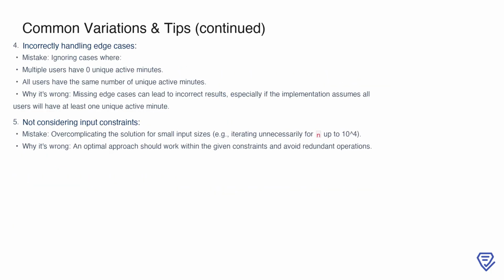Another challenge arises from incorrectly handling edge cases. For instance, you might overlook scenarios where multiple users have 0 unique active minutes or where all users have the same number of UAMs. Ignoring these edge cases can lead to errors, especially if your implementation assumes every user has at least one unique active minute. It's also important to consider input constraints. Overcomplicating the solution for small inputs, such as iterating unnecessarily when the number of logs n is only up to 10,000, can result in inefficiencies. A good solution should work optimally within the given constraints and avoid redundant computations. These considerations are key to building a robust and efficient implementation.